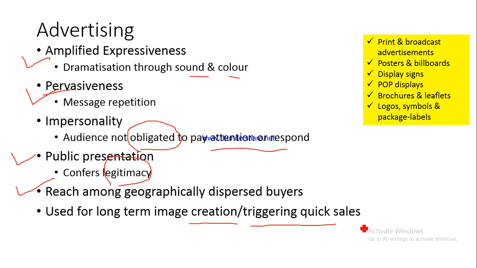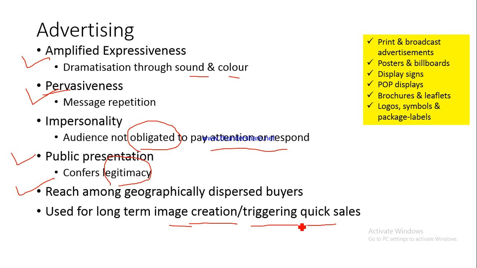And if I want people to get to know about these kind of discount sales, then what will I do? I can again go for advertising, and I can trigger a quick response from my target audience. I can make them come to the discount sales, and I can make them buy products from there. So there also advertising can be used. Apart from long-term image creation, it can also be used to trigger quick sales.